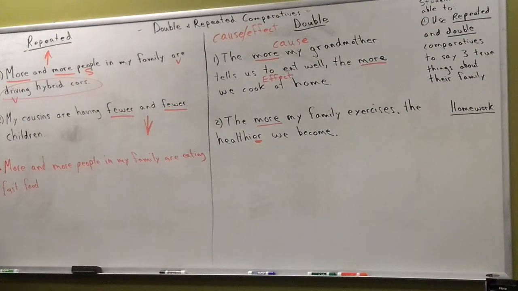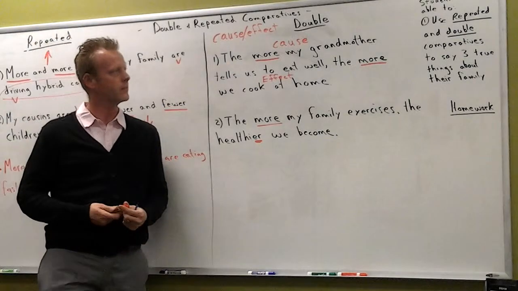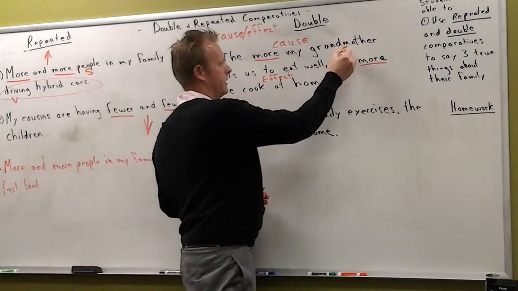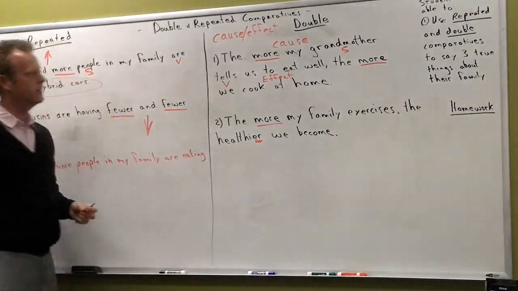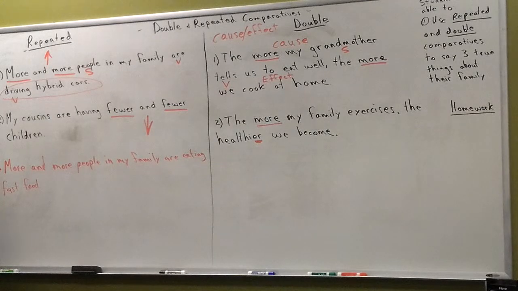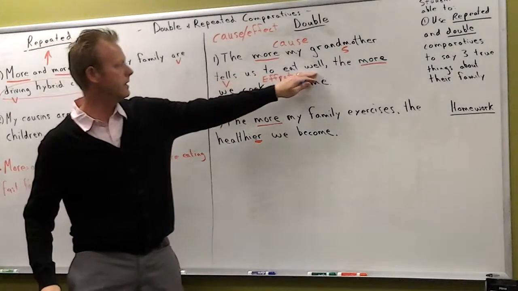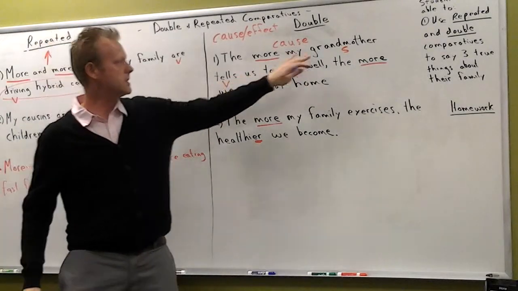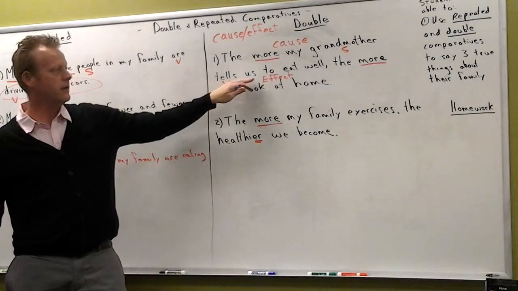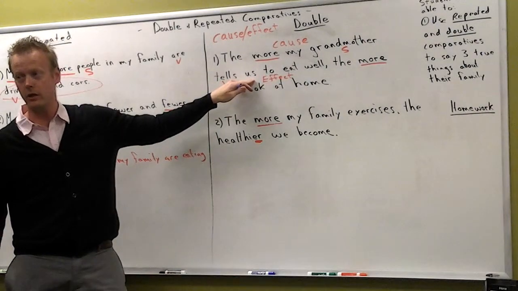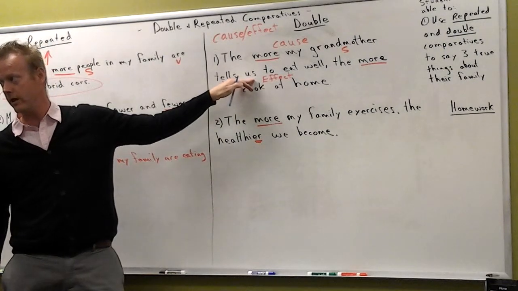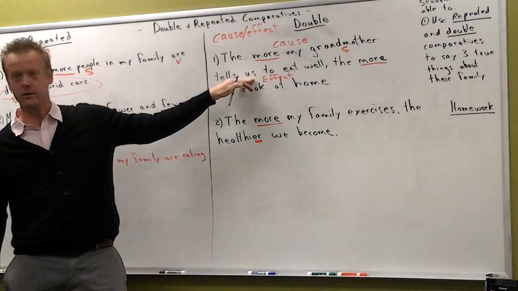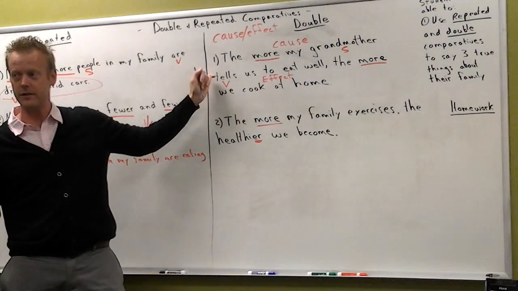All right. Now notice, where's the subject up here? My grandmother. Good. Where's the verb? Tells. Tells us to, tells what? Us to eat well. Now listen, what kind of a clause is this on the end here? So I've got my subject, I've got my verb, and then I have another dependent clause. Is it an adjective, an adverb, or a noun clause? It's a noun clause. It's acting like the object of the sentence, isn't it?